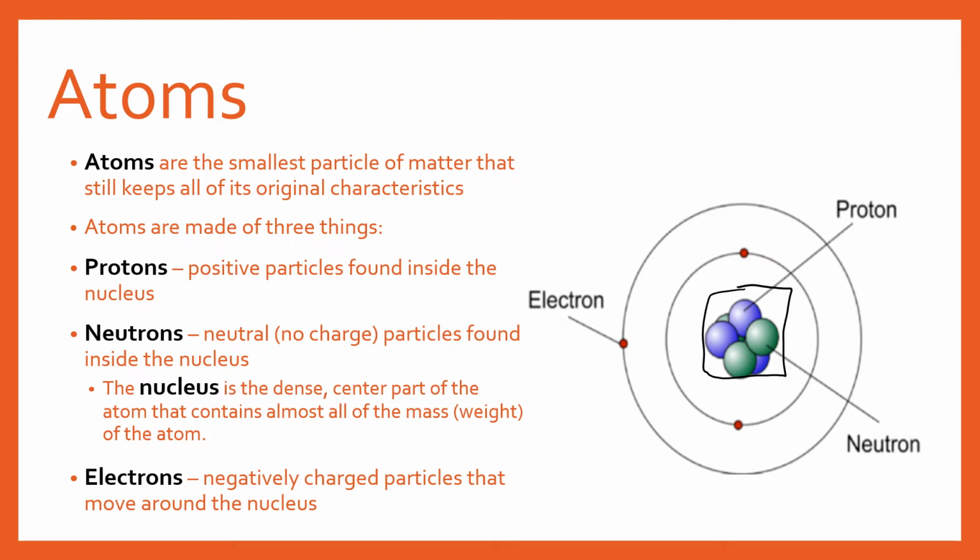Electrons are negatively charged particles, so they have the opposite charge of the proton. But they're not found inside the nucleus. They're found outside of the nucleus, moving around in their own special pathway.